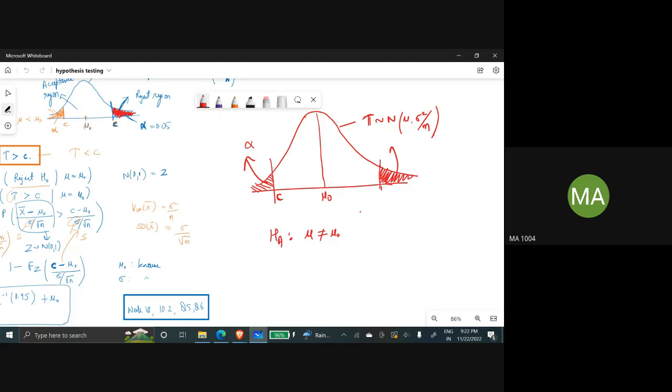Mu is less than C1. Yeah, you can say that. But since it is a normal distribution, you know this C, and it will be just C and minus C.